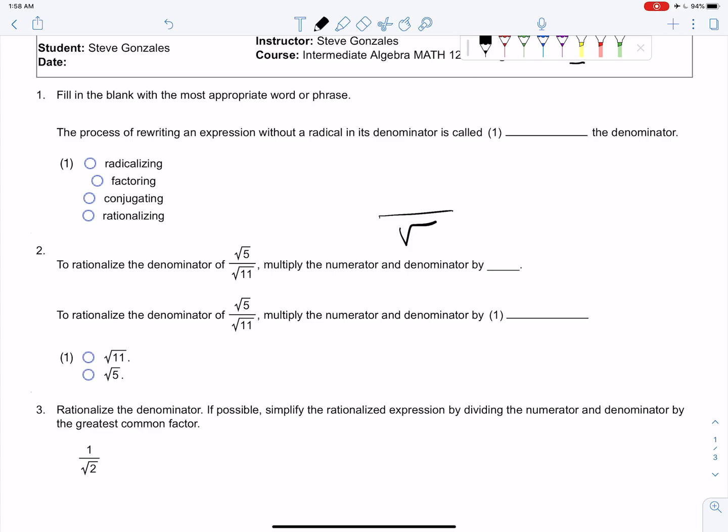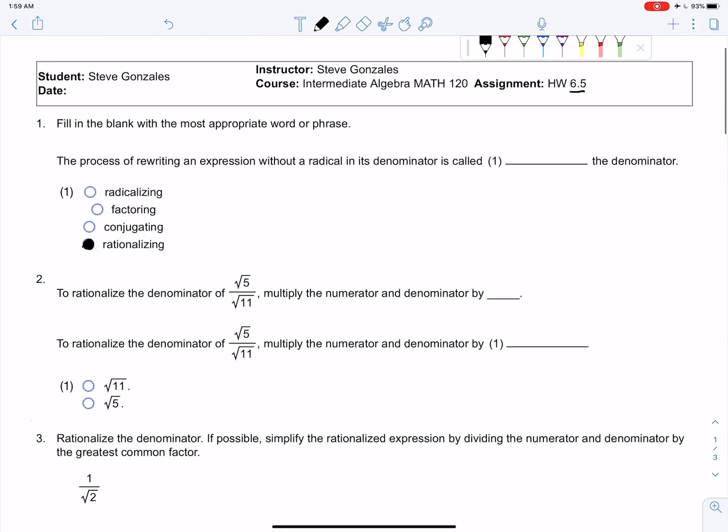We don't care if it's in the numerator. We're trying to eliminate it from the denominator. This probably comes from the idea that if you want to add or subtract rational numbers, you're going to want to have the denominator as easy as possible. You don't want those radicals down there. That's probably where that came from. But anyhow, the first question says the process of rewriting an expression without a radical in the denominator is called rationalizing the denominator. That's what we're doing this whole time in 6.5, right?